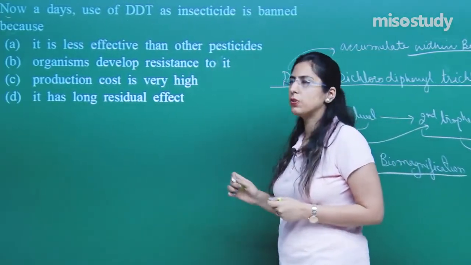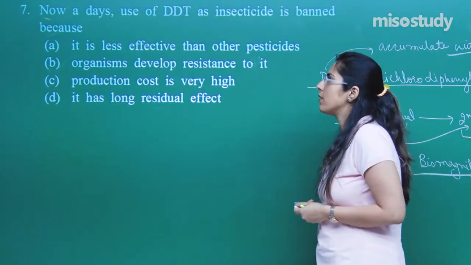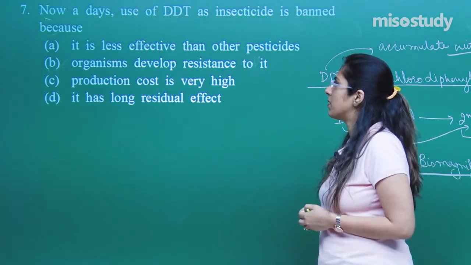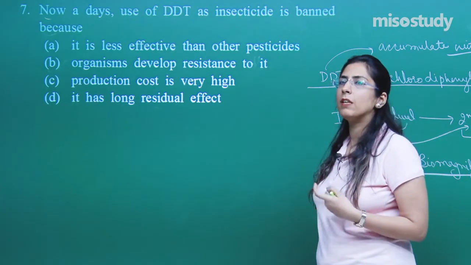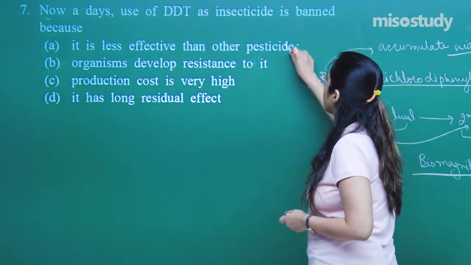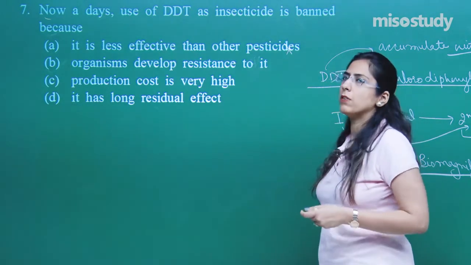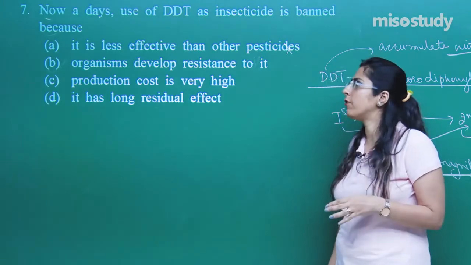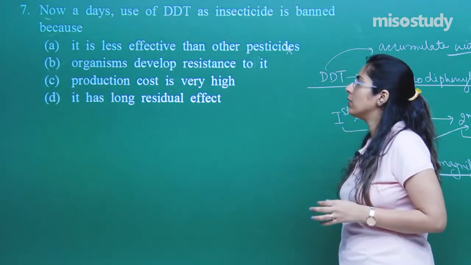Now let's come to question number 7. Let's discuss the options. It is less effective than other pesticides. It was not less effective. In fact, it was more effective than other pesticides. So this is a wrong one. If it were less effective, then it could have been removed. But this is not the reason.